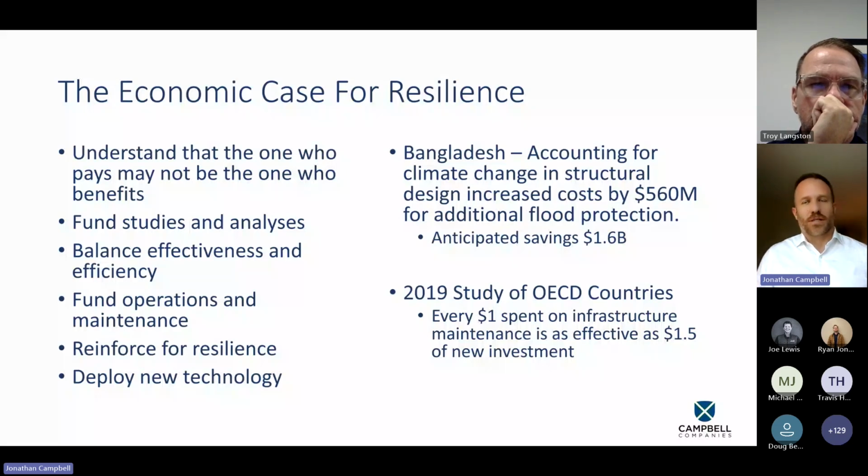Reinforcing for resilience. We need to stay on top of these and continue to make changes to our processes, our systems as we get better ideas. And then deploy new technology. That's a lot of what you'll talk about today, is how can we use new technology to improve what we do? If you look at how we do bridge inspections now versus 10 years ago, how we use drones, that's changed significantly.